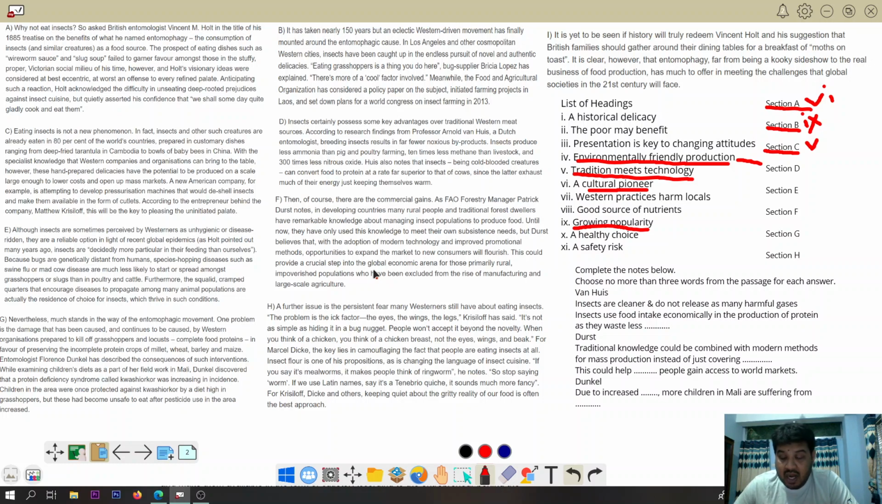large-scale agriculture. Now, of course, here in the later part of the paragraph, he's talking about there being better opportunities to make this market even better, right? So here we can say that there are different ways in which, if modern technology is introduced to these people, then they can produce more. Also, this could provide a crucial step in the global economic arena for those primarily rural, impoverished people that have been excluded.